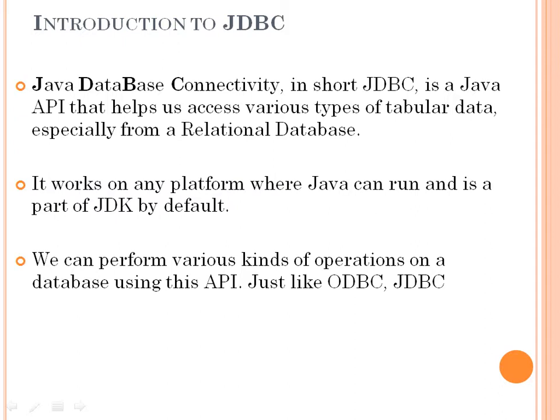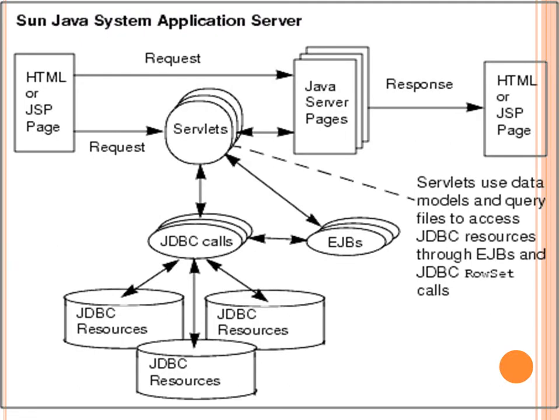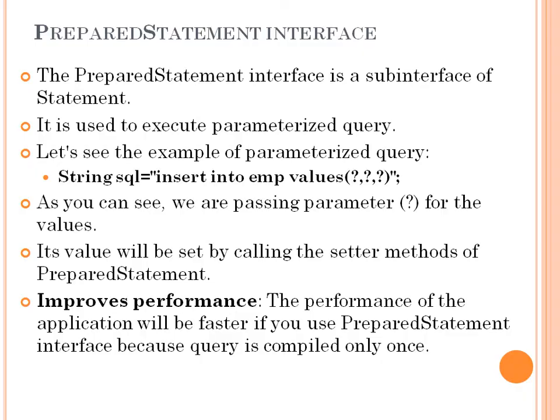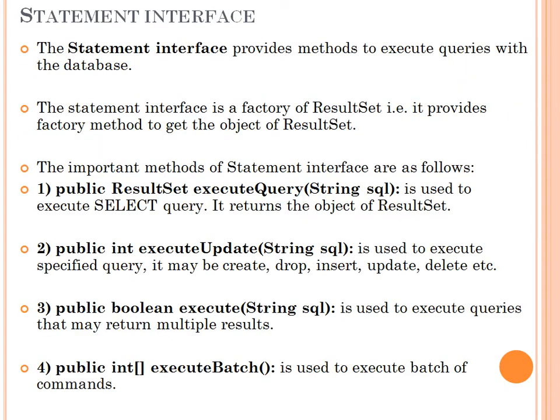So how can we use JDBC with other sources like our MySQL? Using two interfaces. The first one is the Statement interface and the second one is the PreparedStatement interface. These two interfaces are very useful to manipulate our data. First, what is the Statement interface? This interface provides the methods to execute queries with the database. Whether you want to insert, update or delete, at that time you can use the Statement interface, and this interface is the factory of ResultSet. It provides a factory method to get the object of the ResultSet.